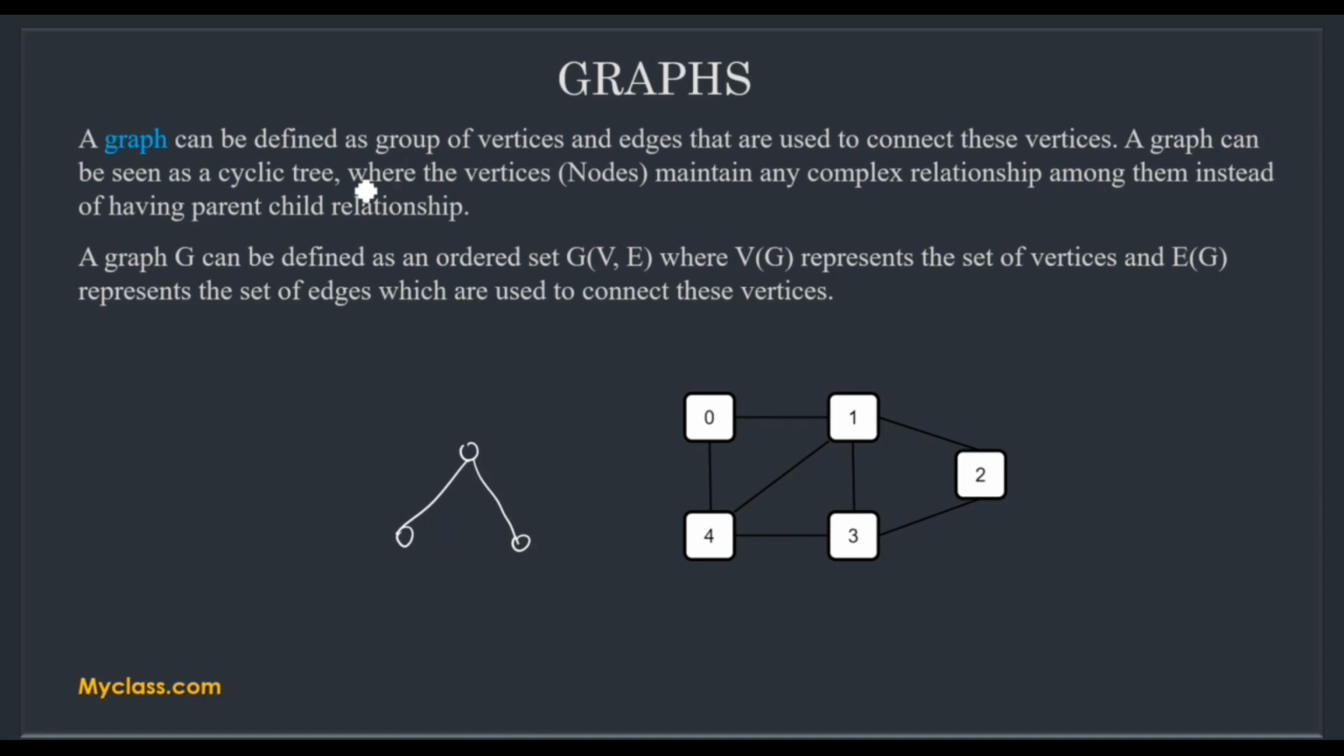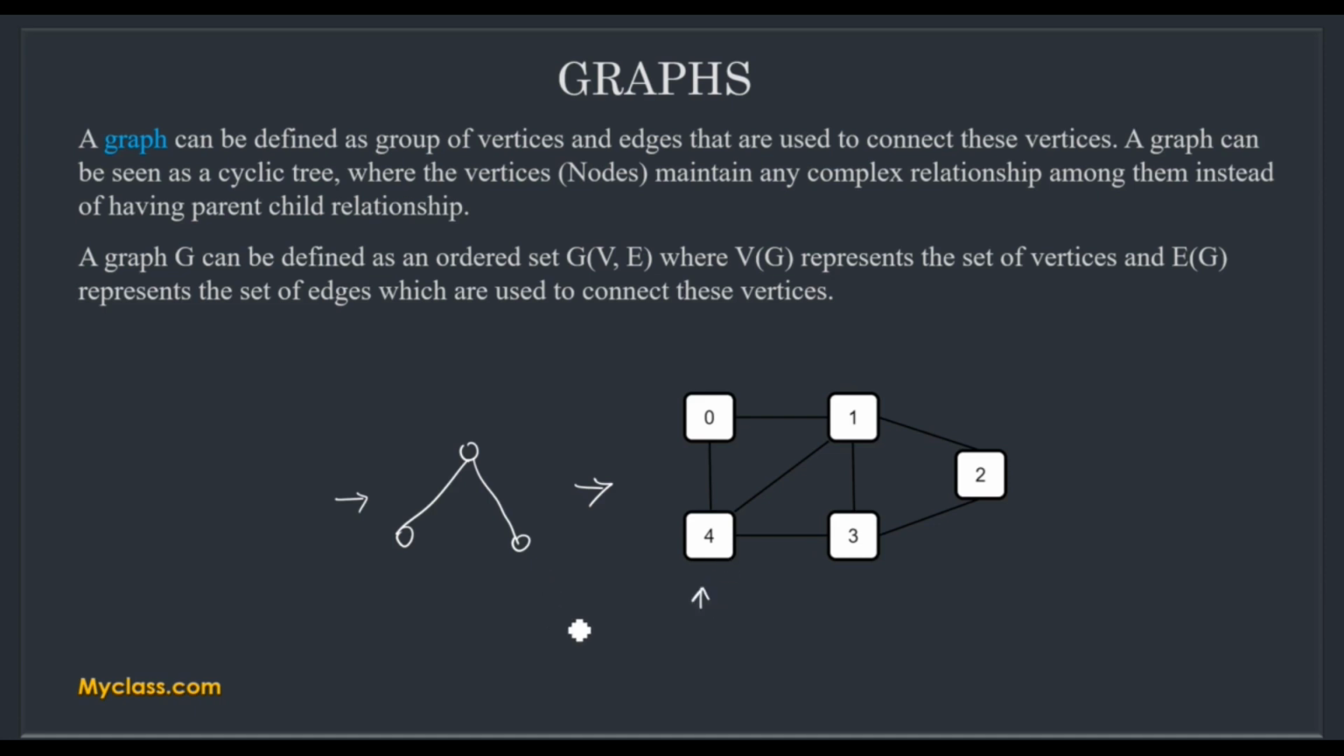A graph can be seen as a cyclic tree where the vertices maintain any complex relationship among them instead of having a parent-child relationship. When we are seeing a tree, this is the parent of these two children. The relationship is like that. But in a graph, there are vertices and edges, but the relationship is not parent-child, it is a complex relationship. There is a connection from 0 to 1, 0 to 4. There is a connection from 3 to 1. This is what a graph looks like.